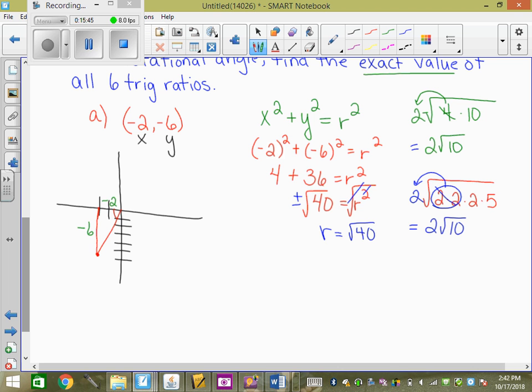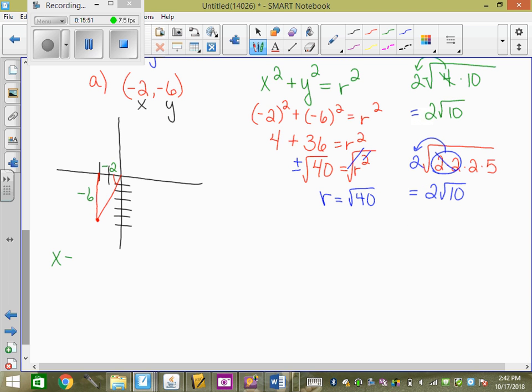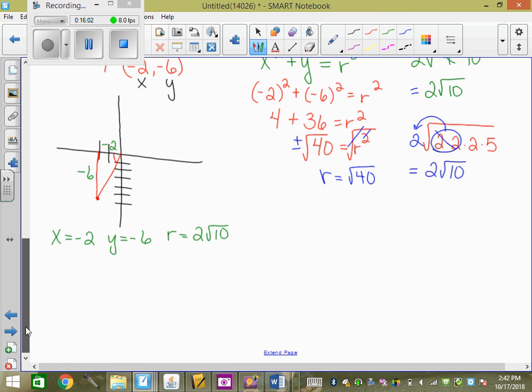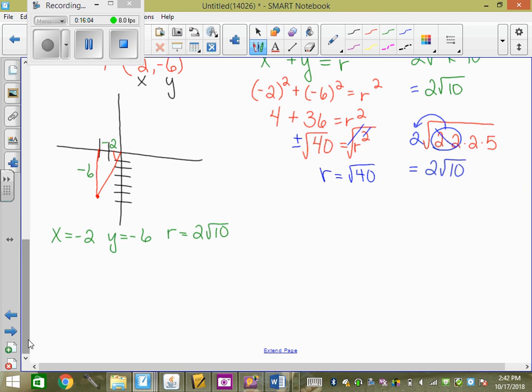Okay. So 2 root 10. So let's do our trig ratios then. We know we have x is equal to -2, y is equal to -6, and r is equal to 2 root 10. Then we do our trig ratios. So what's our first trig ratio? We can do sine. Sine what?